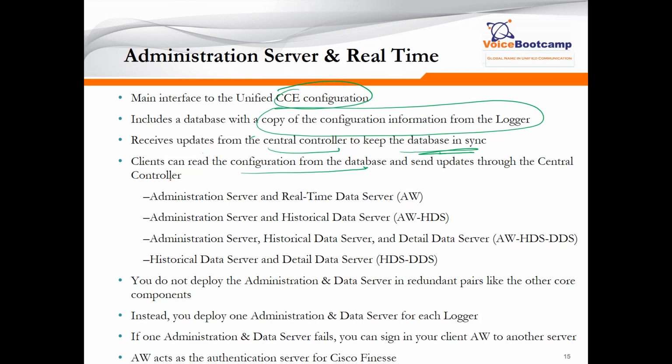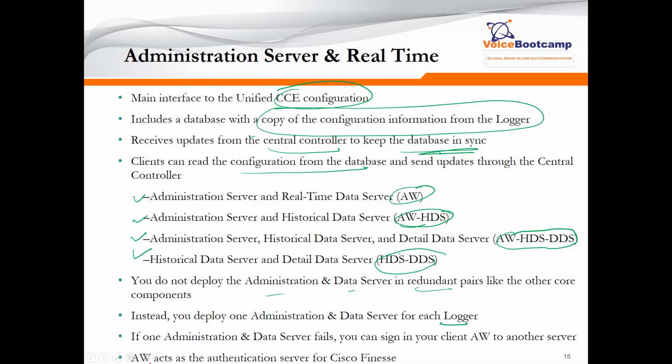When we want to deploy an administration server, we can define what kind of role that admin server will play. These are the different types of roles: AW role, AW-HDS role, AW-HDS-DDS role, HDS-DDS role. You do not deploy admin servers in a redundant pair, though you can if you want to, but you don't have to. You can deploy at least one admin server for each logger. If one admin server fails, you can sign in to your client AW on another server if you need to.